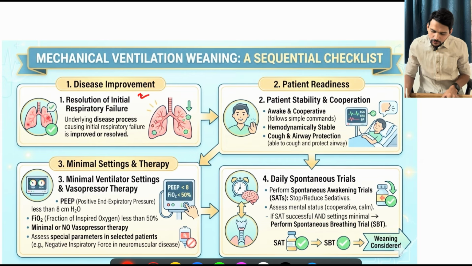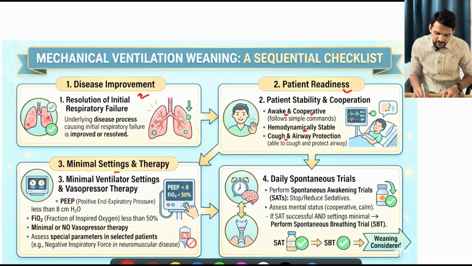Then we have to look for the patient's readiness, in the sense that the patient should be awake, cooperative, and able to follow simple commands, which we have to assess. Then they should be hemodynamically stable, so we check the vitals. There should be a cough reflex present and the individual should be able to protect their airway. So we ask the individual to cough. If they are able to do so, then they will be protecting their airways.